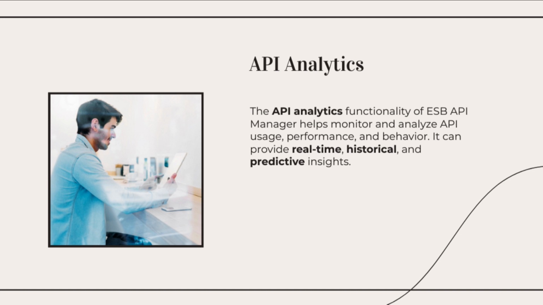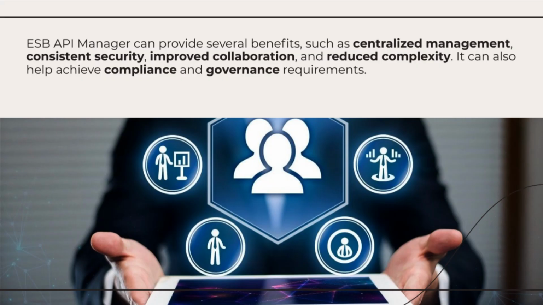6. Monitoring and alerts. ESB API Manager offers comprehensive monitoring and alerting capabilities to track the performance and health of integrated APIs. It provides real-time insights into API usage, response times, errors, and system metrics. This simplifies the identification of bottlenecks, performance issues, and potential failures, enabling proactive management and troubleshooting.